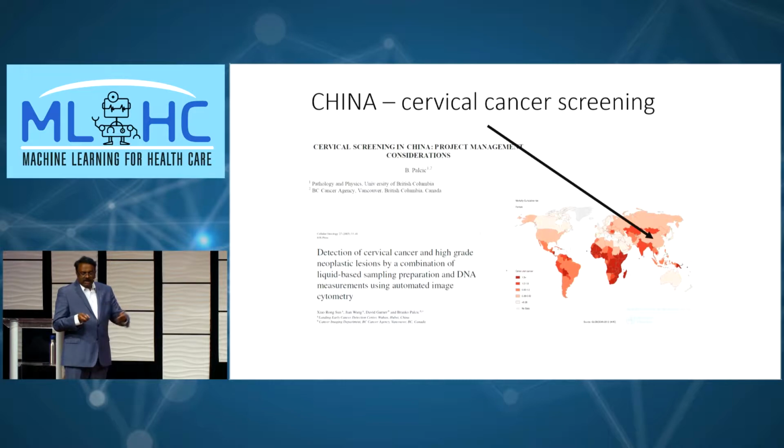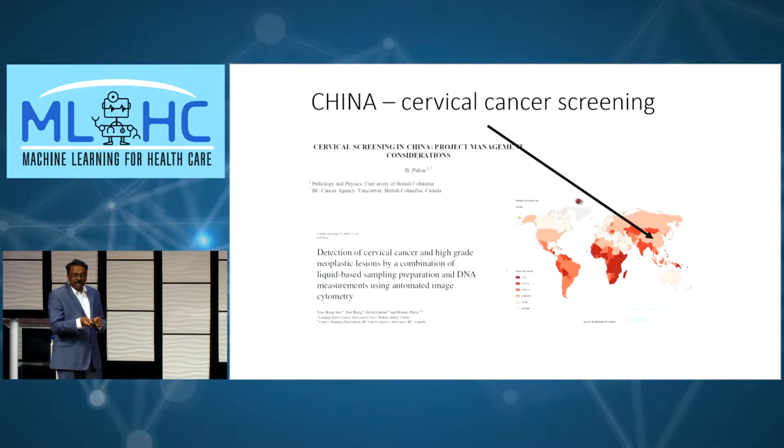China's population is more than India's. They need to screen about 300 million women, the same number of women as in India. But cervical cancer is not as high as in India. And that is because China had been proactive in this field and had deployed a cervical cancer screening solution as early as 2005. This is a paper from two of our collaborators from British Columbia.